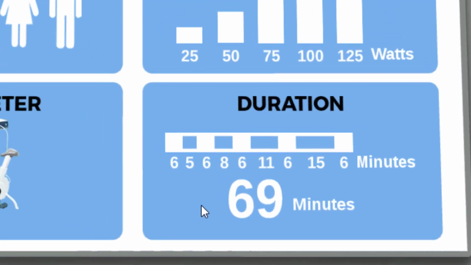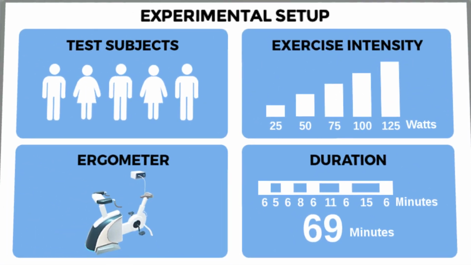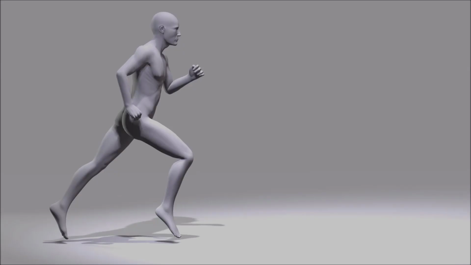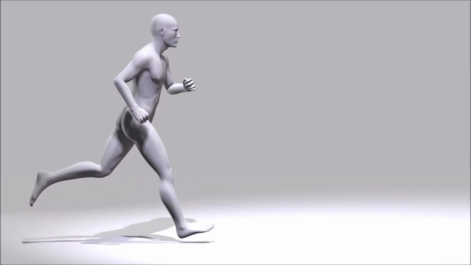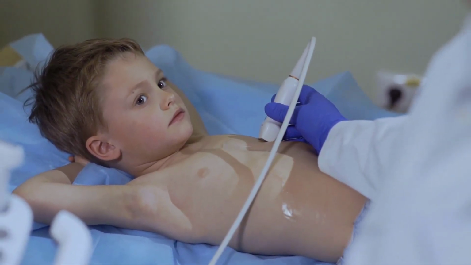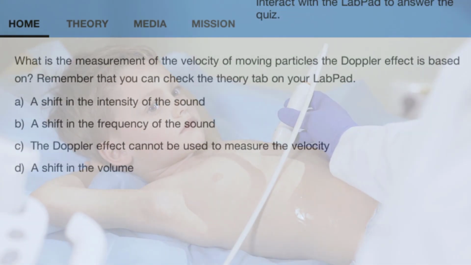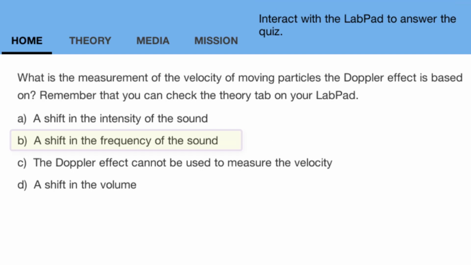Well, now that we know how we are going to execute the experiment, we should learn how to measure the different variables of interest, such as heart rate, cardiac output and stroke volume. To measure all those variables we can use the Doppler ultrasound device. It is based on the Doppler effect. How convenient. What is the measurement of the velocity of moving particles the Doppler effect is based on?